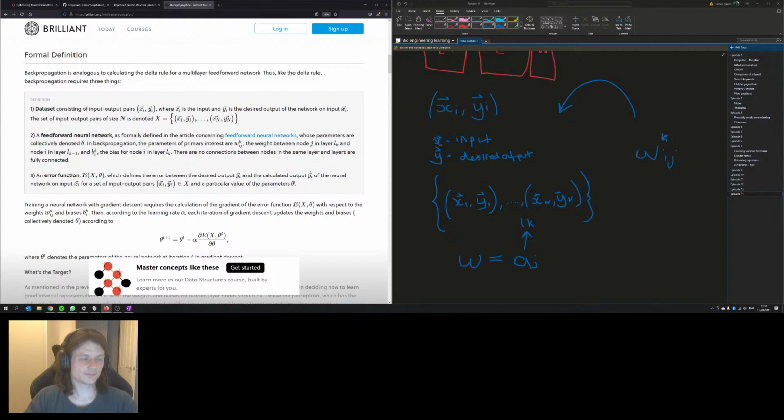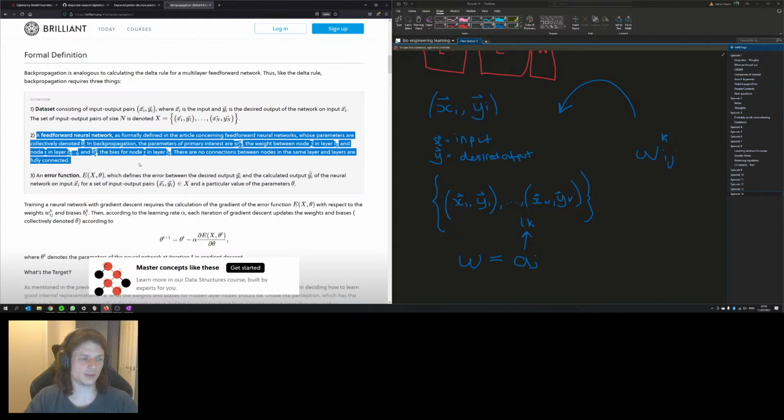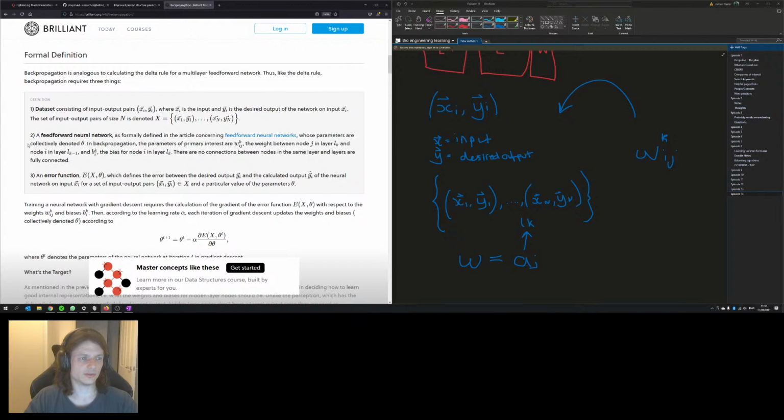An error function, E, of x and theta, is the operation which defines the error between the desired output vector and the calculated output vector of the neural network on input xi for a set of input-output pairs. So this is therefore x, and a particular value of the parameters theta.